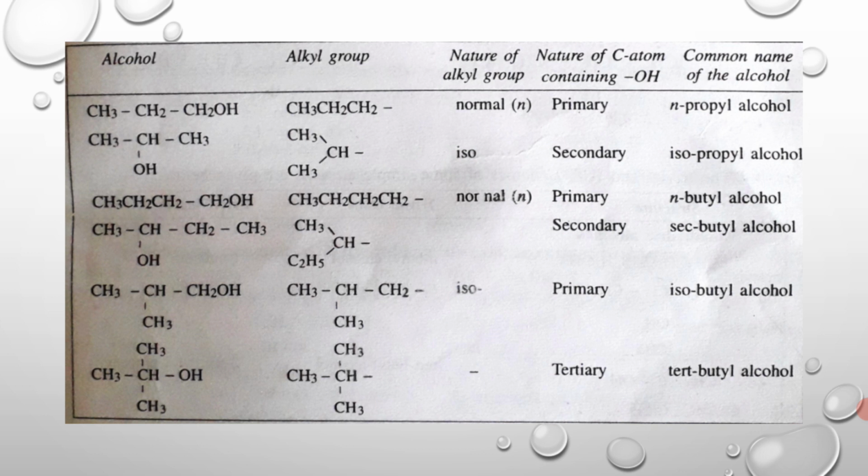Here the (CH3)2CH group is given in a branched form. But it is a primary alcohol because it is in linear chain form, and the OH group is attached at the end, away from the branched part, so it is a primary alcohol. But it is an iso form, so its name is isobutyl alcohol.